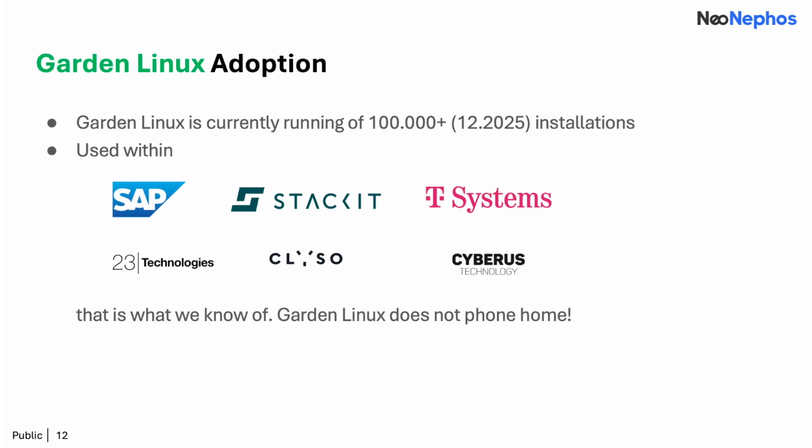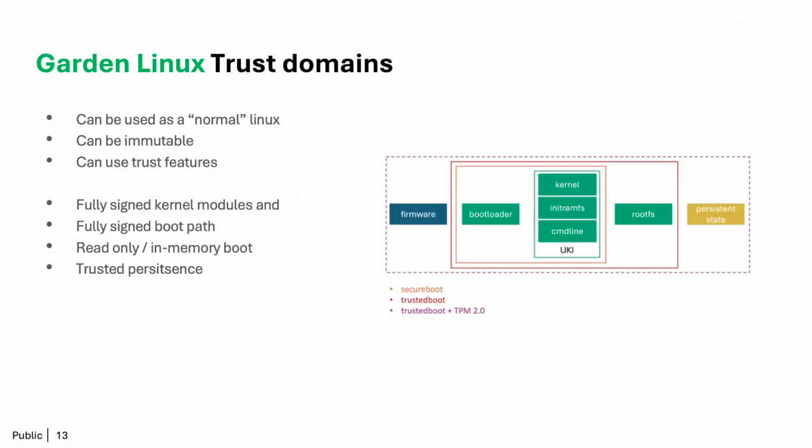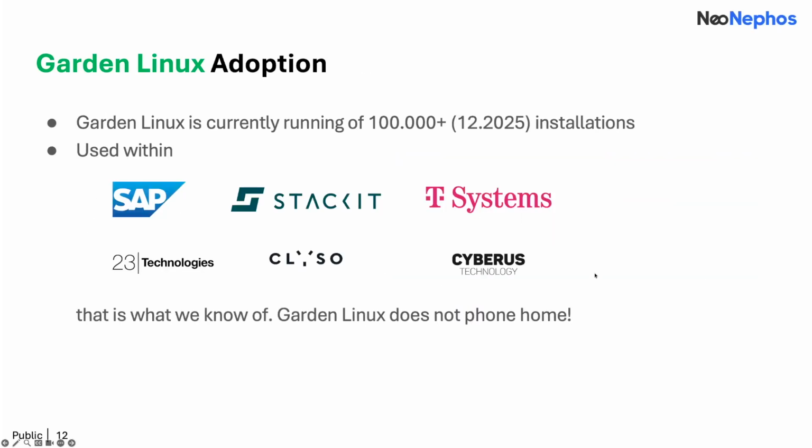Some of our partners are also contributing to Garden Linux: 23 Technologies, also Clyso. They are running even their storage machines on it. And Cyberus Technologies really tries to get some of our stuff certified by the German BSI. So that's what we know where we run. I also had some calls from some insurances here in Germany. They're asking questions, but I don't know if they are running Garden Linux or just ask questions because Garden Linux is not phoning home. And therefore we are more or less at the end of my presentation.